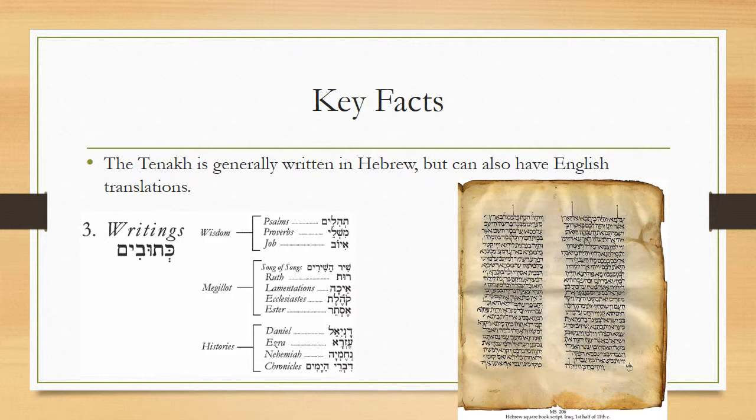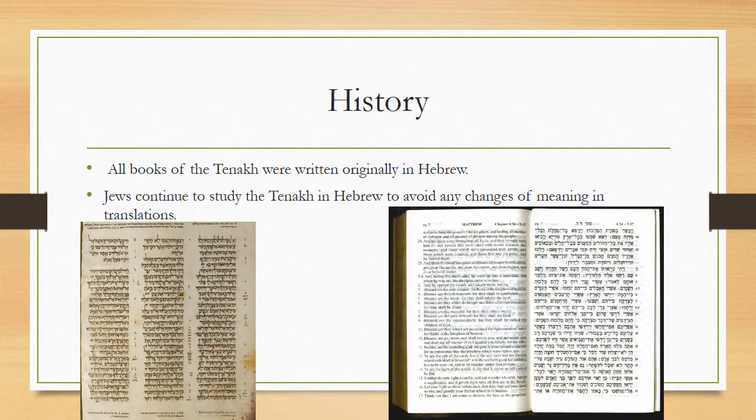On your right-hand side, you will see a scripture, or a script, of handwritten Hebrew, which is an excerpt from an actual Tanakh. Some history about the Tanakh is that all books of the Tanakh were originally written in Hebrew. Jews continue to study the Tanakh in Hebrew to avoid any changes of meaning in translations.